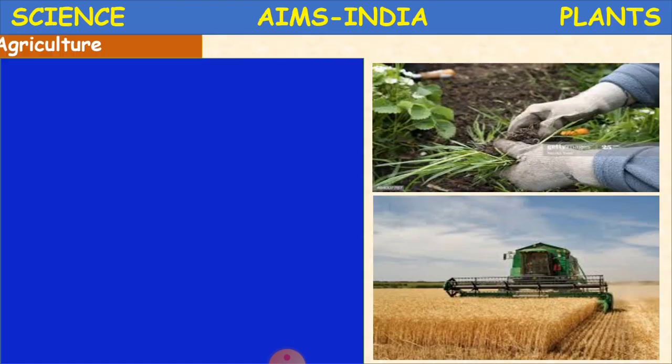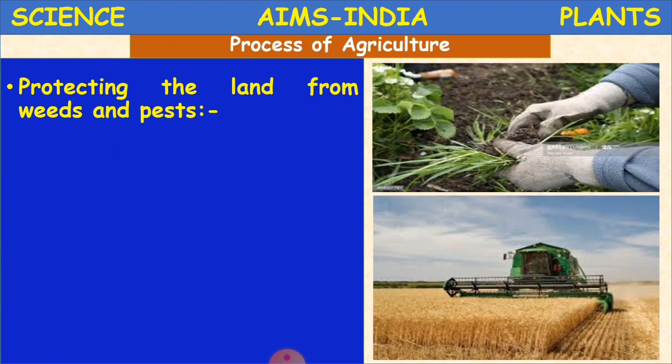Clear, children? And now the other process is, what is it? It is about protecting the land from weeds and pests. So what are weeds, children? The unnecessary plants which grow along with the normal crop. Even in our surroundings, if we have some common plants in our house which we grow regularly, you can also see some unwanted plants growing around the plant in the soil. Those are called weeds.